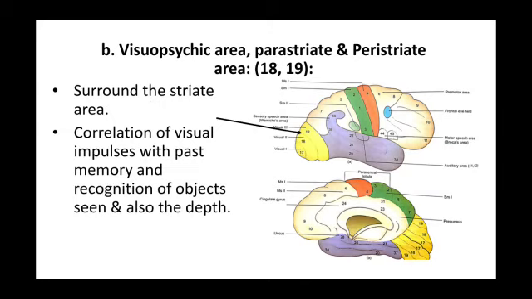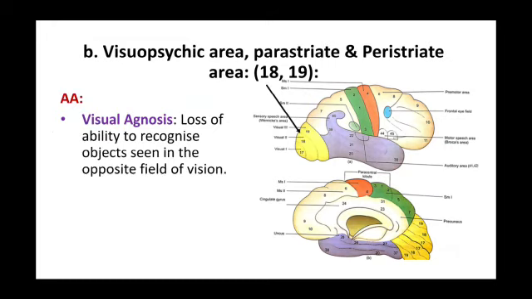Visuopsychic area, parastriate or peristriate area 18 and 19, surrounds the striate area. It correlates visual impulses with past memory, and is responsible for recognition of objects seen and also depth. Applied aspects: visual agnosia, loss of ability to recognize objects seen in the opposite field of vision. So with this we have completed the occipital lobe.